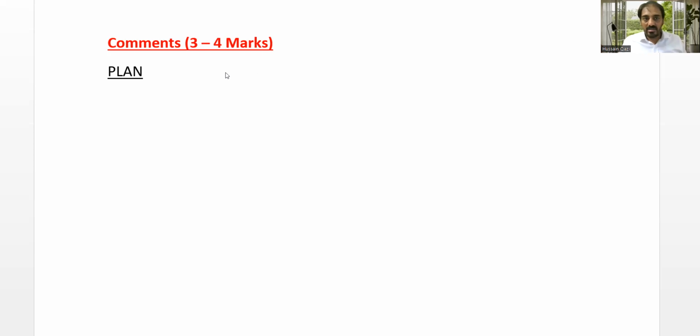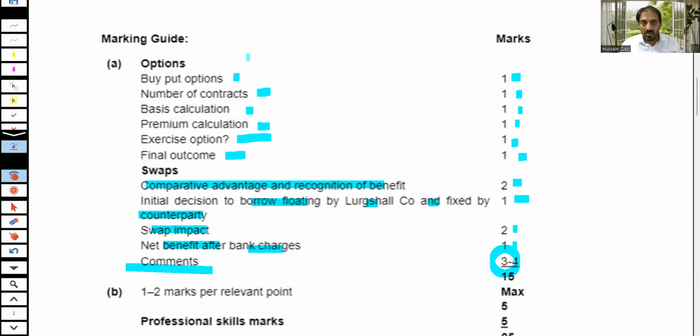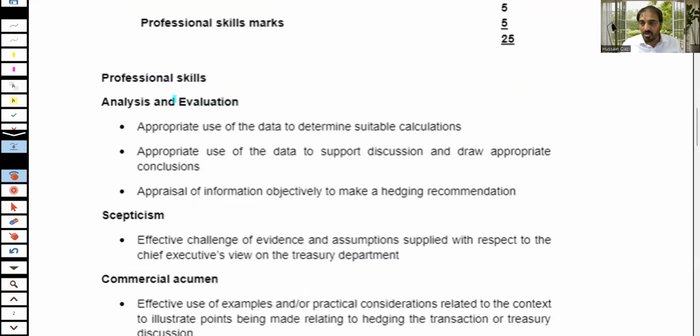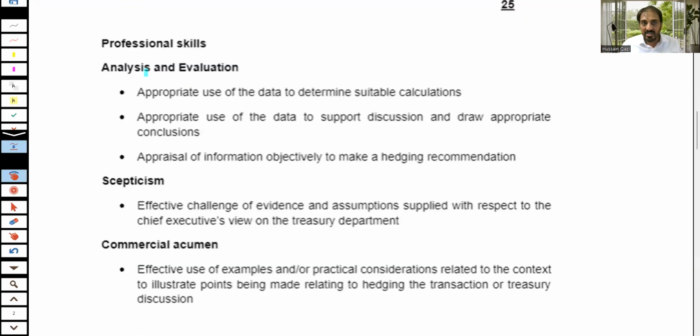Now, this part of the video is about the discussion of the comments. Comments carry 3 to 4 marks. But students, before starting the discussion about the comments, one important thing to notice: in the last video we discussed the marking scheme, but this marking scheme also includes the professional skill marks, the expectation of the professional skill marks.